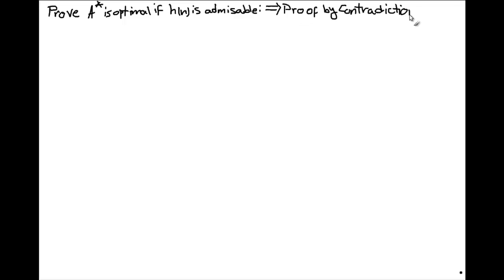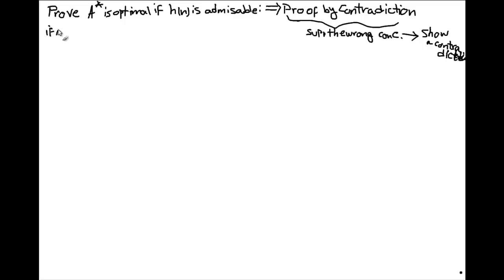So for this, I want to prove A star is optimal if the heuristic function is admissible. For this proof, we're going to use proof by contradiction. In proof by contradiction, basically we assume the wrong conclusion, and then we show a contradiction. So what we're trying to prove is A star is optimal.